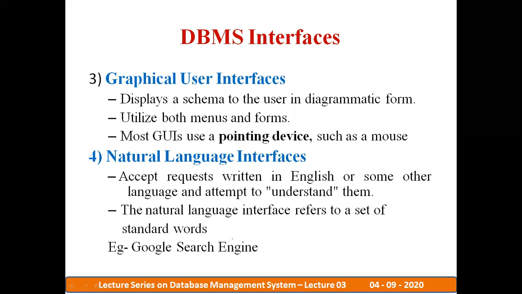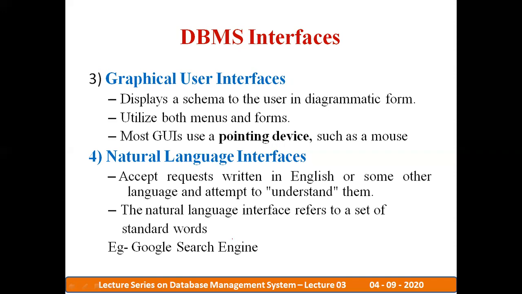Then the third one is graphical user interfaces. Here we display a schema to the user in a diagrammatic form. If you are giving the database in a diagrammatic form, then you are using the GUI. For selection of any particular item, we use a pointing device, particularly a mouse. Consider that there is a third semester, a fifth semester, a seventh semester. They are displayed like a graphical user interface.